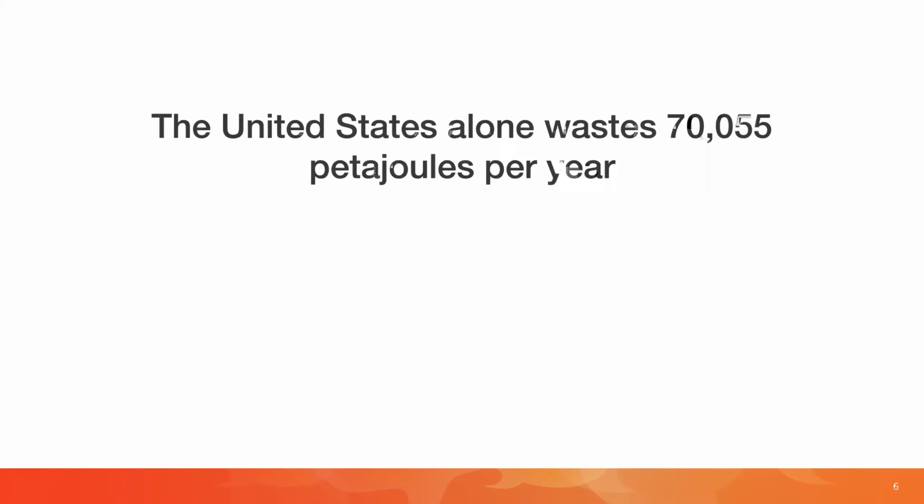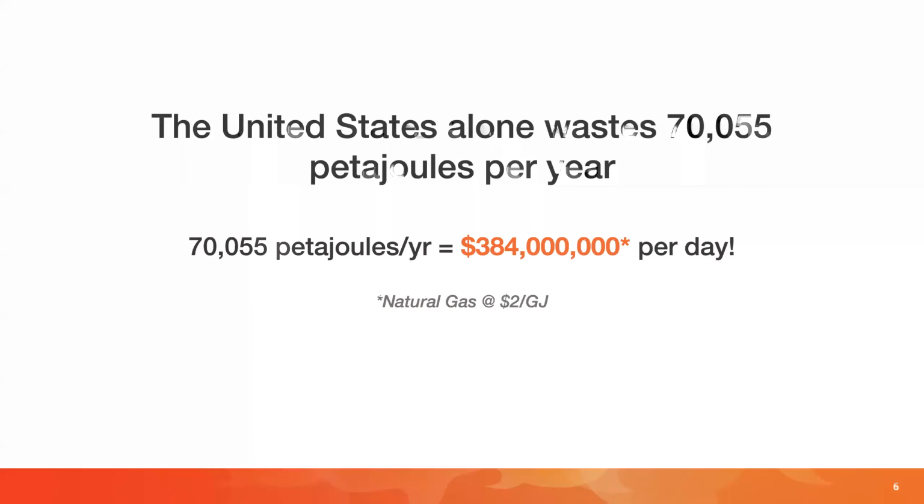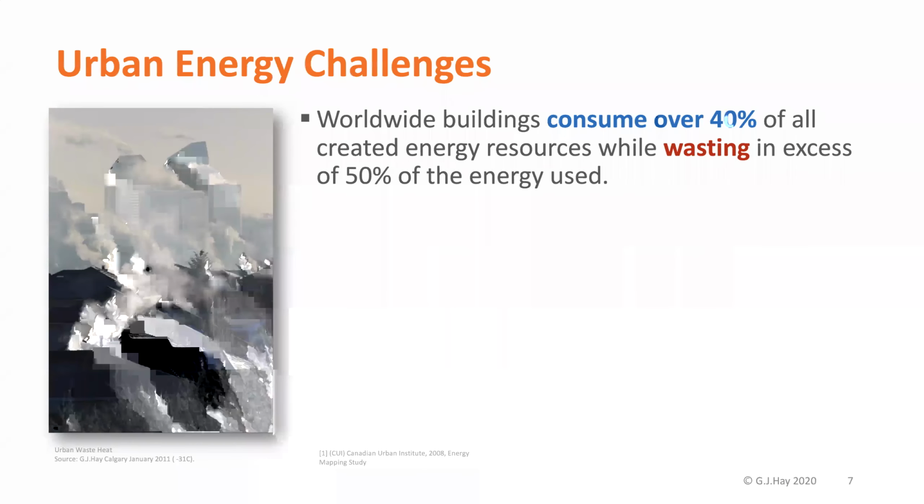The United States alone wastes about 70,000 petajoules per year. And when I read that, I thought, what's a petajoule? An equivalent of a petajoule per day would be about $384 million wasted per day if natural gas was at $2 a gigajoule, which is a very low price. So there's a tremendous amount of energy that's being wasted in the United States, but it's not just the United States. Worldwide, buildings consume about 40% of all the created energy resources while wasting in excess of 50% of the energy used.